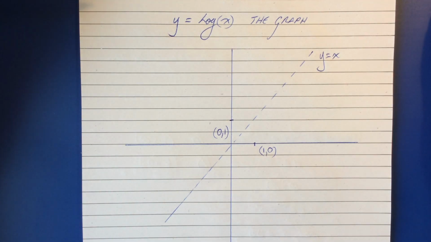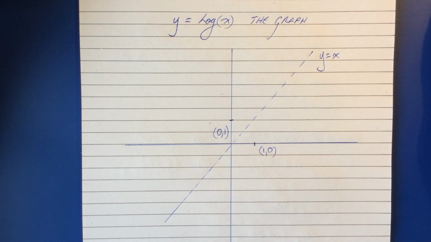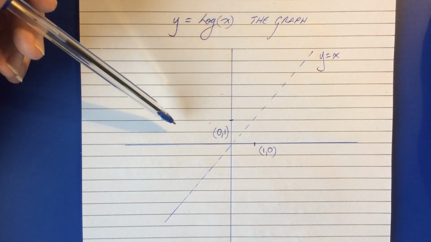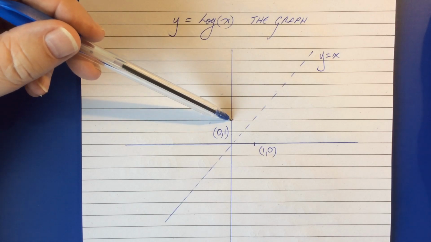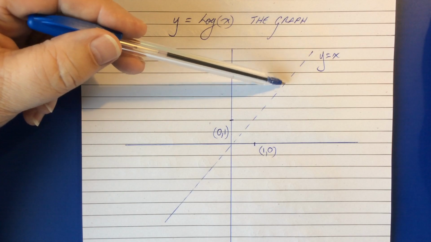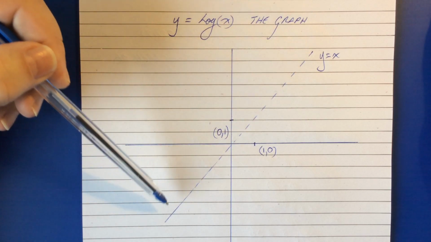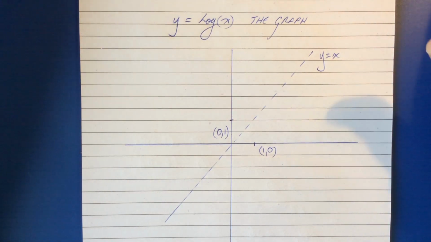Today we're looking at the graph of y equals log x, and I've set up a Cartesian plane here with a couple of points of interest, this point (0, 1) and this point (1, 0), and I have a dotted line through here which is the line of y equals x. Now there's a reason for all of this.